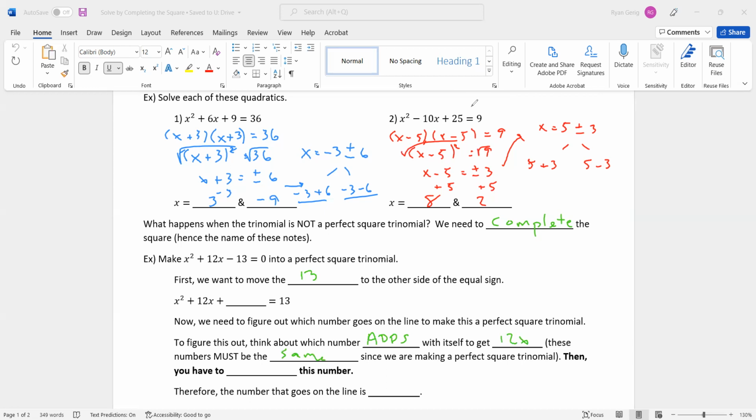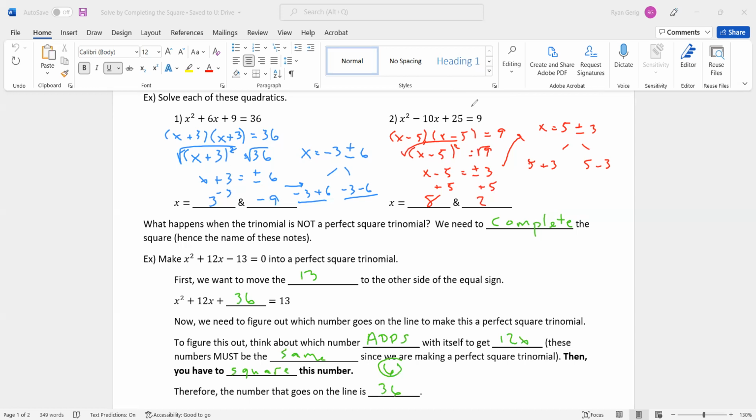Okay, so what number is that? The number that adds with itself is 6x, right? Or, well, it's 6. 6 is the number, but it's not the number that goes on the line. That's the number that I need to think about. Then in bold there, you have to square this number. Don't forget that step. And you get 36 on the line. So 36 goes on the line.